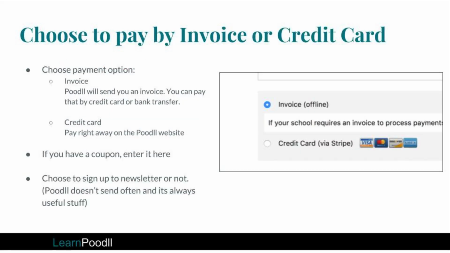You can choose to pay by credit card or to be sent an invoice. In both cases you will actually have the option to pay online. In the case of the invoice, of course, you can pass it on to the correct department and ask them to pay it for you later. Whether you choose by invoice or whether you choose to pay by credit card, as soon as you have gone through and completed that transaction, then your account is active and you can get started with Poodle right away.